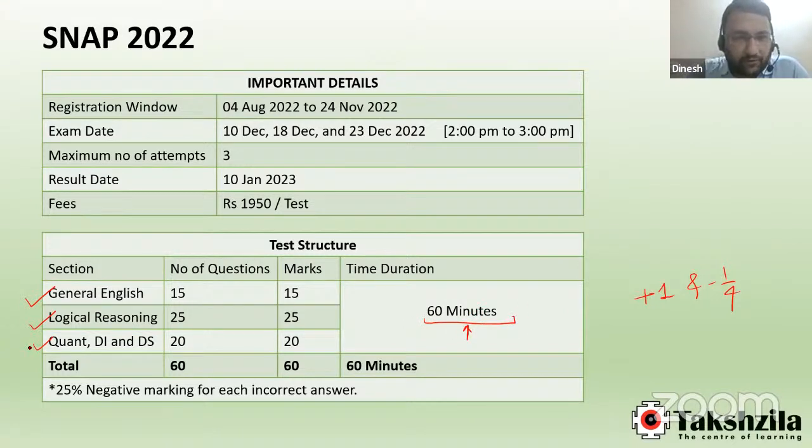The number of questions is 60. Out of that, 15 questions are from English. That is how much percent, everyone? That is 25%. Only 1/4 of the paper is English, and the remaining is logical reasoning and Quant, DI and DS. Reasoning is 25 questions out of 60, and Quant, DI and DS is 20 questions out of 60. So Quant is 1/3 of the paper. Are you getting this? And reasoning is close to 50%.